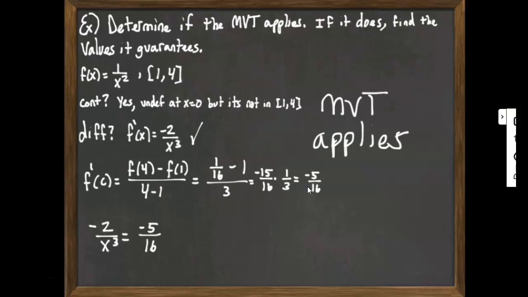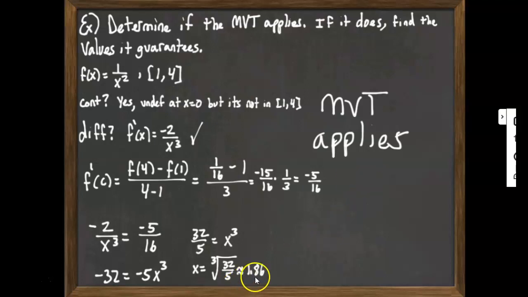Well, we have a little equation to solve here. It's not overly complicated. We can cross multiply. 16 and 2 will be negative 32. Bring the x cubed over, we get negative 5x cubed. And then we need to solve for x cubed. So we divide both sides by negative 5. We get 32 over 5 equals x cubed. Take the cube root of both sides. We get the cube root of 32/5, which is about 1.86. So at the point 1.86, the slope of the tangent line is going to be the same as the slope of the secant line.